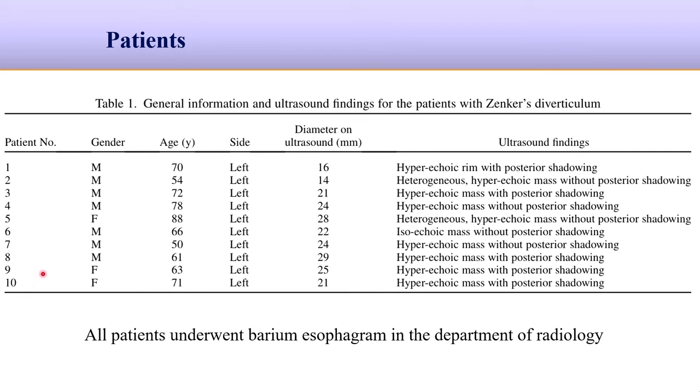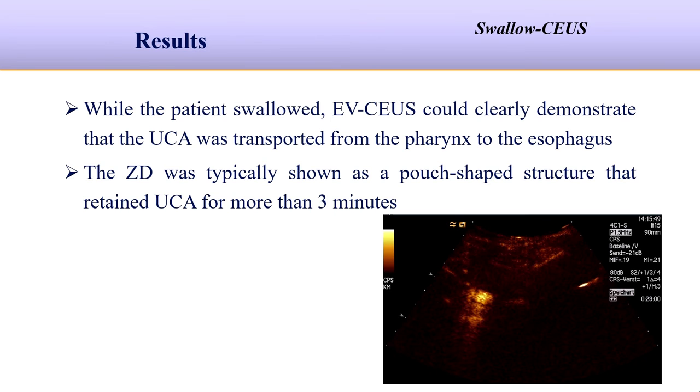In this study, we enrolled 10 patients. All patients underwent the barium esophagogram in the Department of Radiology at last. Results: while the patient swallowed, extravascular contrast agents could clearly demonstrate the contrast agents being transported from the pharynx to the esophagus, and the Zenker diverticulum was shown as a pouch-shaped structure that retained the contrast agents for more than 3 minutes.